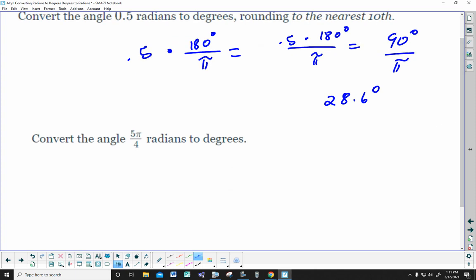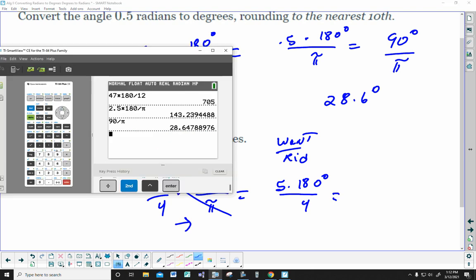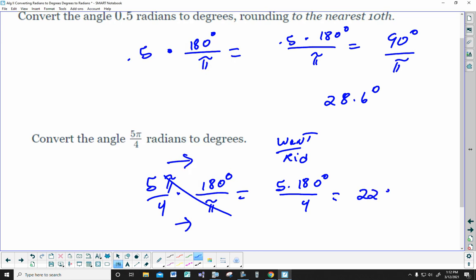Okay. Convert 5 pi over 4 radians to degrees. I'm sorry, I didn't say that correctly. I want to get rid of radians. I want to get degrees. What you want is on top. What you want to get rid of is on the bottom. Okay. Pi's can cancel out. Now you're multiplying straight across. I certainly can reduce the 4 and 180, but if you don't know that off the top of your head, I'll just run it through the calculator. So you go 5 times 180 divided by 4, 225, so 225 degrees, okay?